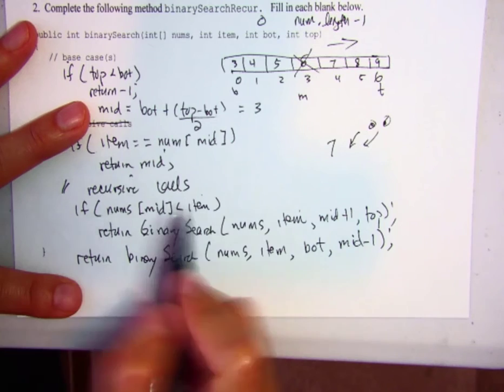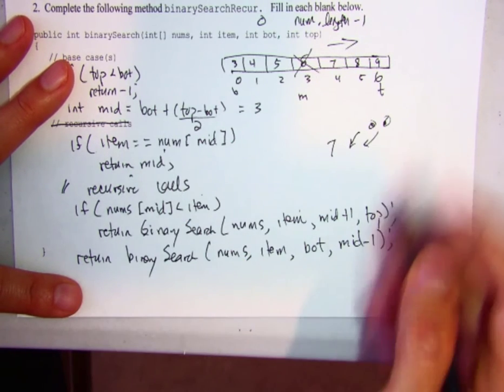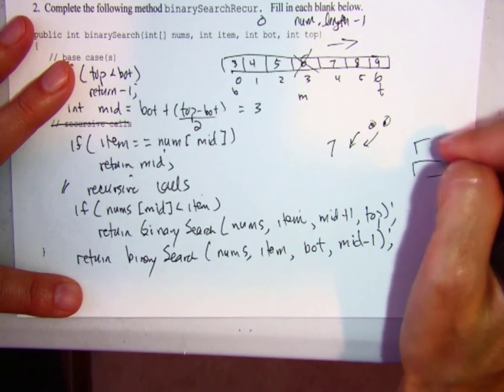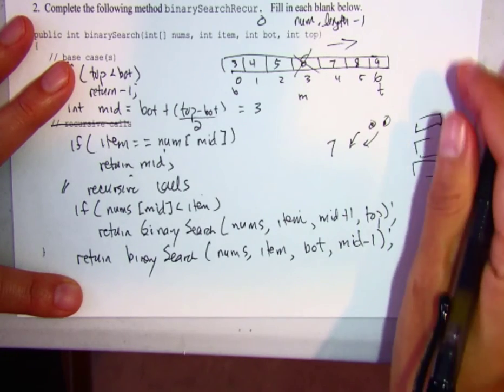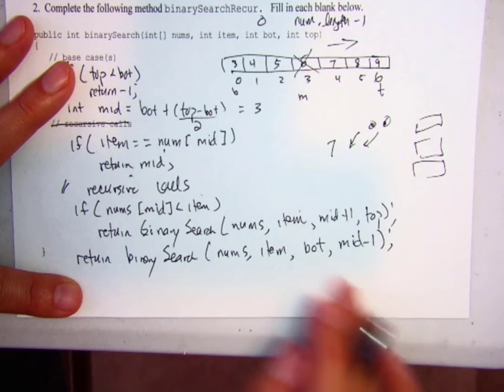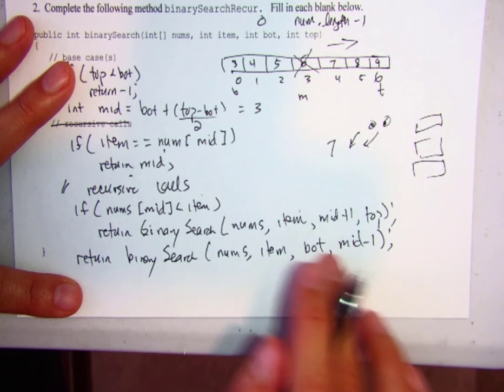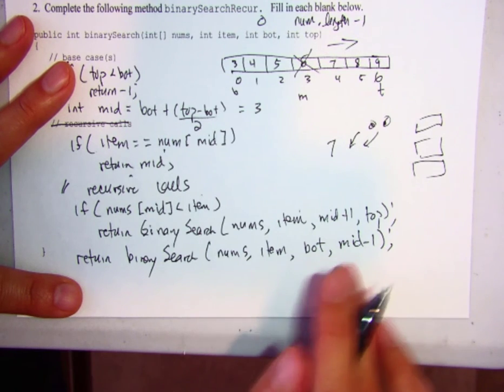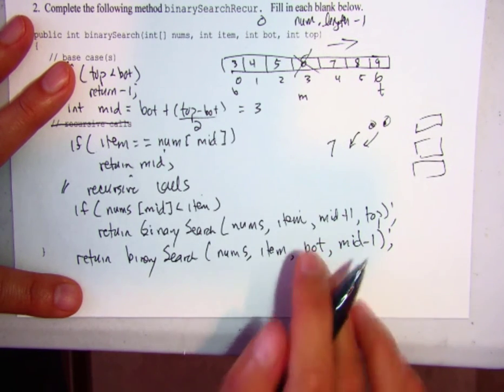Again, because this is going to be in a different stack frame in our call stack, you have to carry that information of what we're going to consider the new bottom and top indices. You have to carry that as actual parameters.